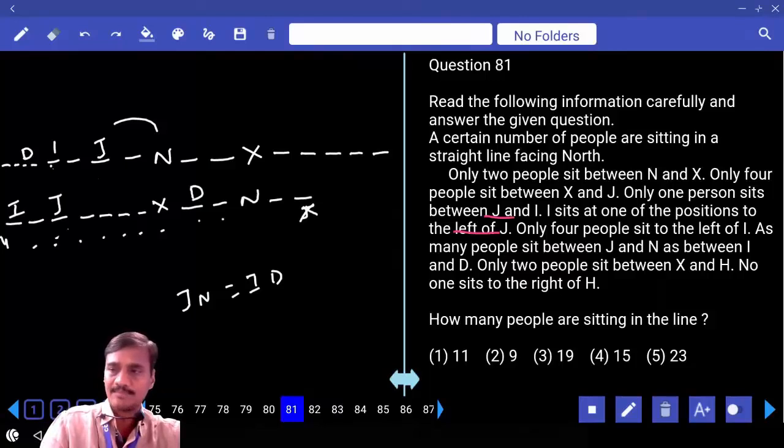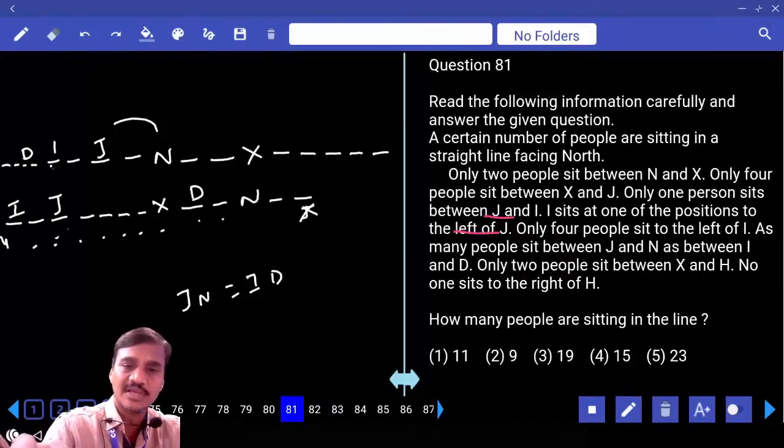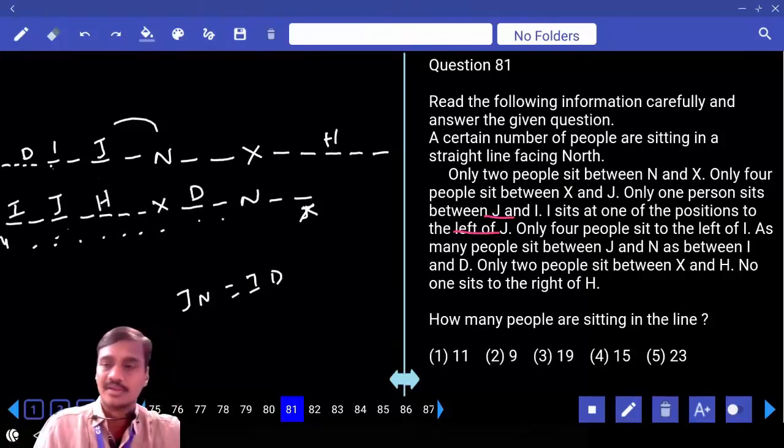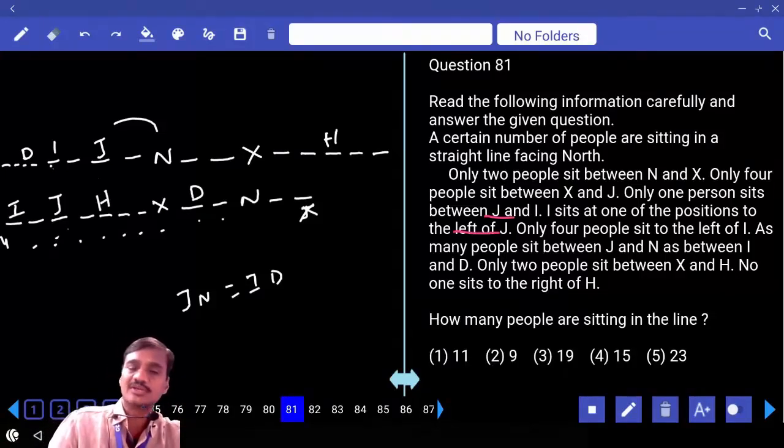And next one, only 2 people between X and H. X and H there must be exactly 2 people. X is here, 1, 2, H must be here. 2 people between X and H. And here 2 people between X and H, and H is at this place. And next one, no one is to the right of H.